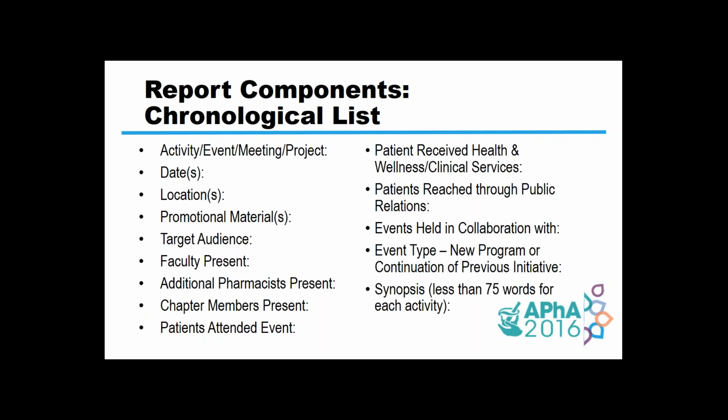So the first thing of the report components is the chronological list. This chronological list format is on pharmacist.com. We would greatly appreciate if everyone would look at this format as well as use this format for their chronological list. There are a few older chronological list formats that are floating around, and we would really appreciate if everyone would update it to this one. I did want to point out on the lower right-hand corner, the synopsis. This is less than 75 words per activity, and that is just for the synopsis.